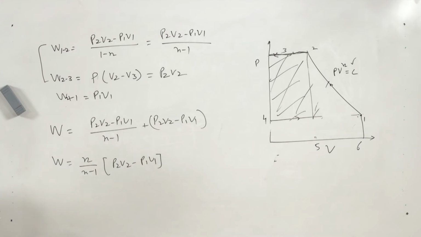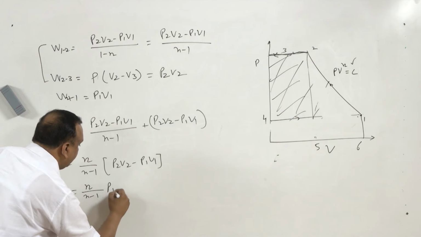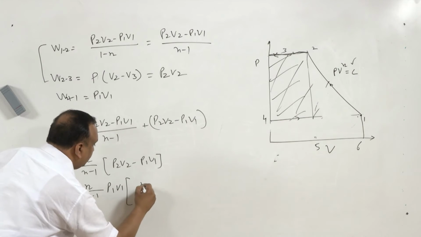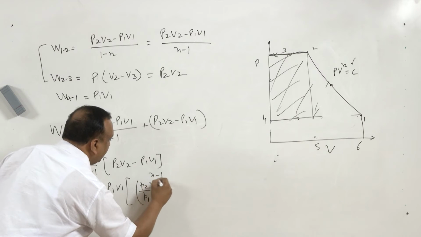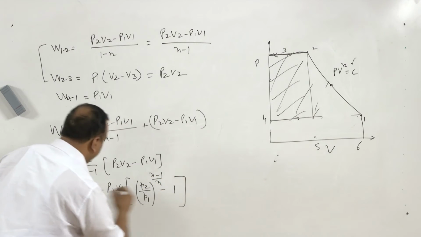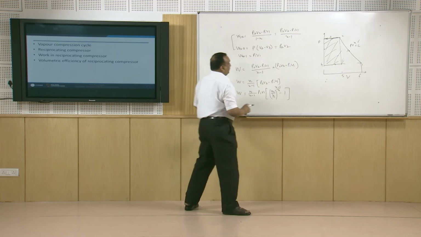We can further simplify it by taking it in terms of pressure ratio. Then it is going to be equal to P1 V1 [(P2 by P1) raised to power (n minus 1) upon n, minus 1] upon (n minus 1). This is the work of compression for this process.